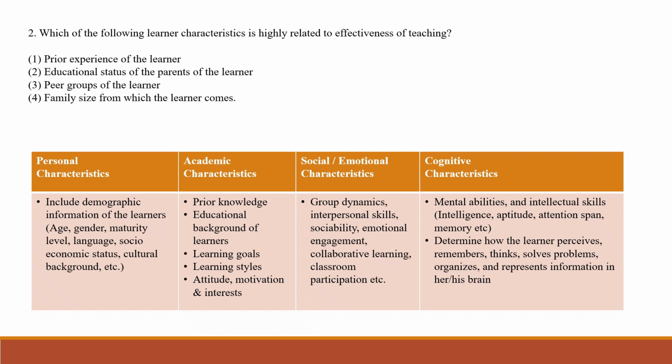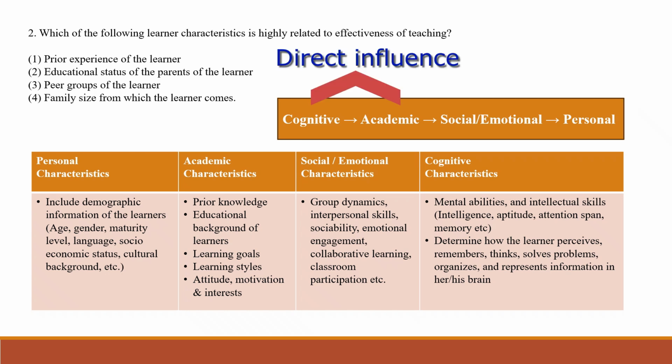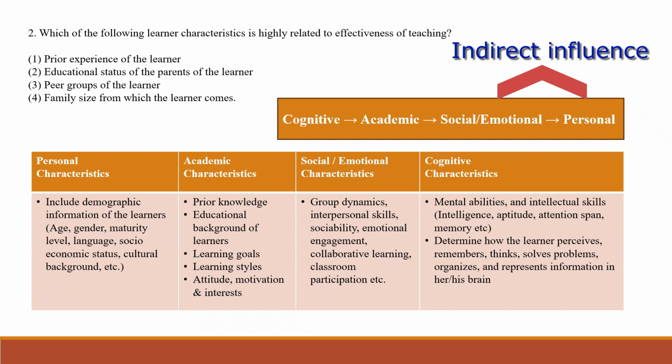Now, in terms of teaching effectiveness, the general order of importance goes like this. First cognitive, then academic, then social and emotional, and lastly personal. Why? Because cognitive and academic factors directly affect the learning process, while social and personal factors have a more indirect influence. Now let's analyze the options.